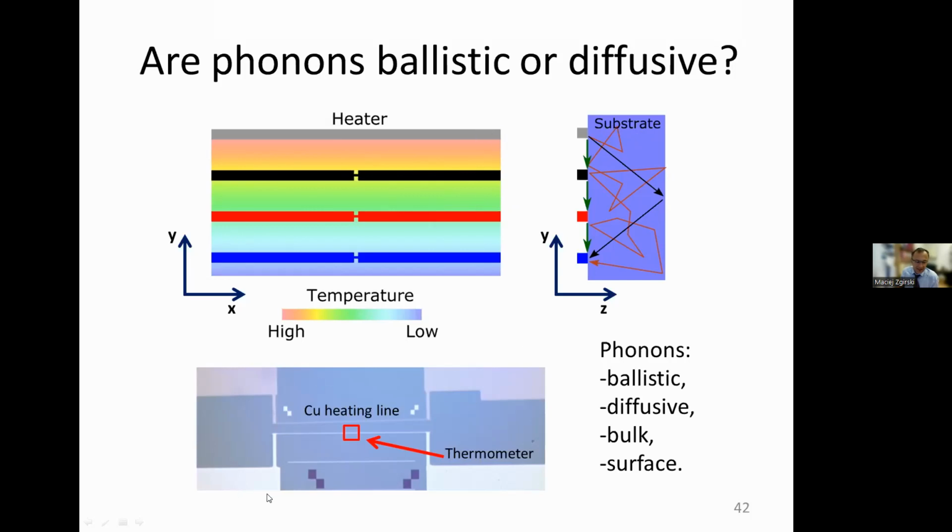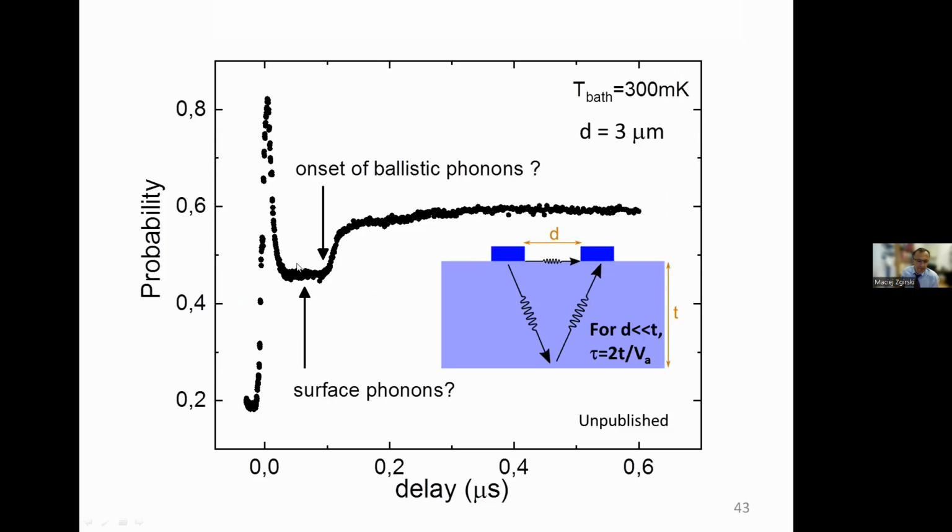And here is the actual sample that we have. So we have a copper heating line, and here we have a line with a thermometer in the middle. And what we see here is the base of the signal. Then we have some crosstalk due to coincidence of the heating pulse and the testing pulse. Then we see some enhancement of the signal, immediate enhancement after heating, which perhaps corresponds to some surface phonons, which are immediately visible by the second structure.